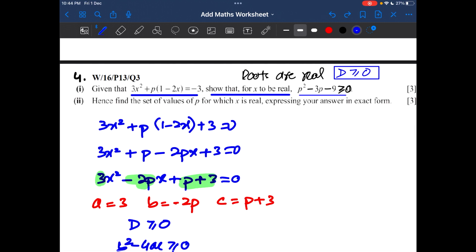Now in part 2 it says, hence find a set of values of p. You need to find out the value of p here, for which x is real, expressing your answer in the exact form.